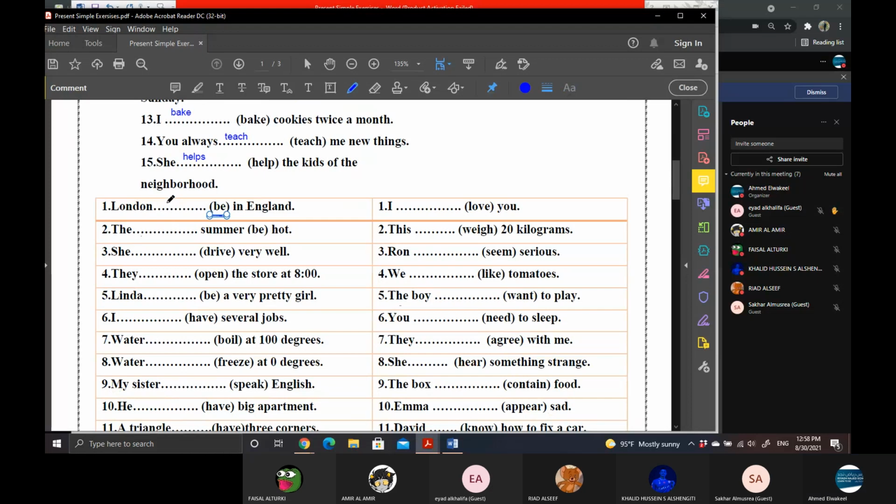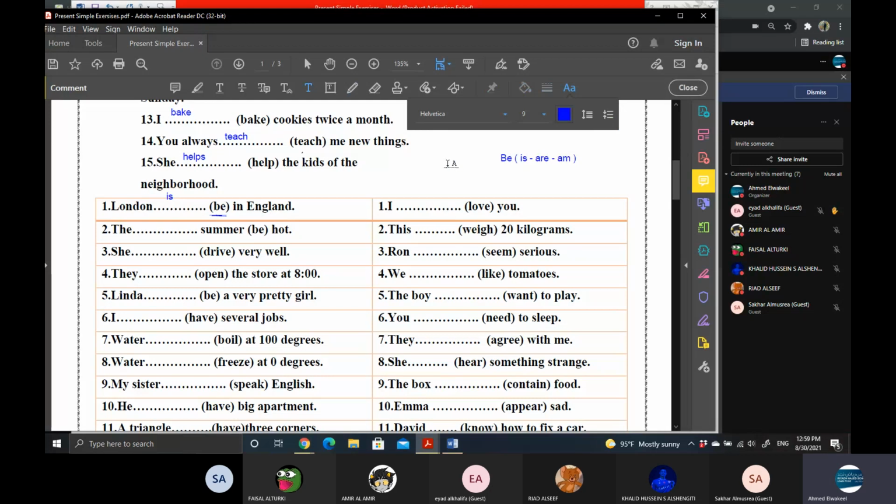Teacher, London is in England. Bravo. London is in England. So sometimes we have a verb like the verb to be. With the verb to be, we do not add s to it, but we change the shape of the infinitive verb. That's the infinitive. And we use is or are or even am. If the subject is singular, we use is, like London is in England. Or if you have I, I say I am, or we are.